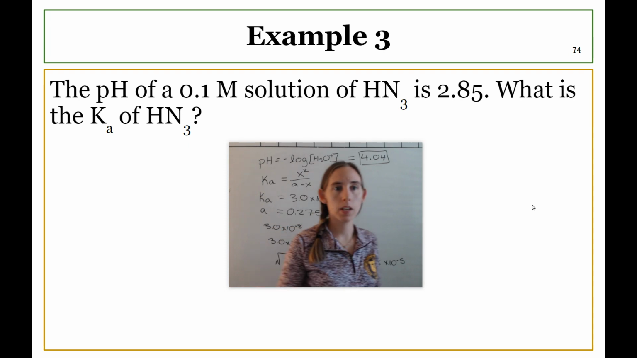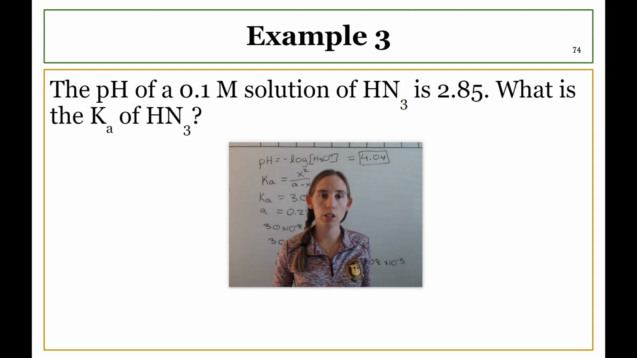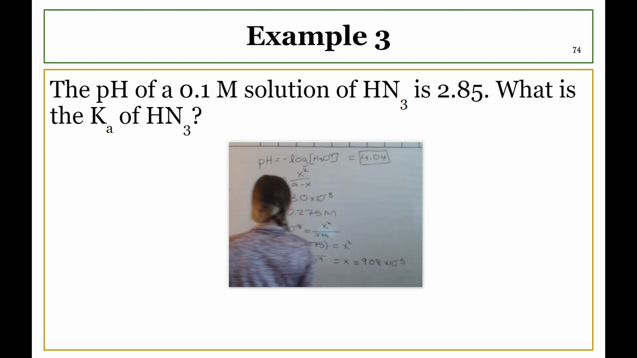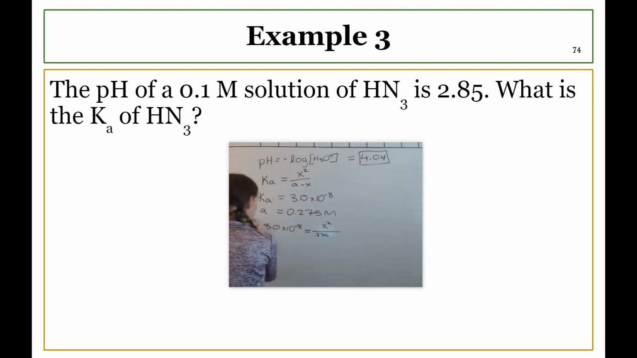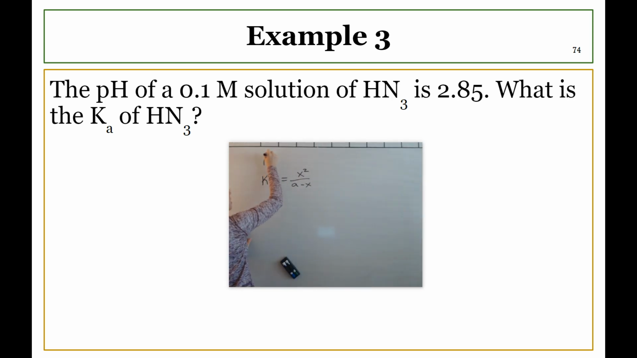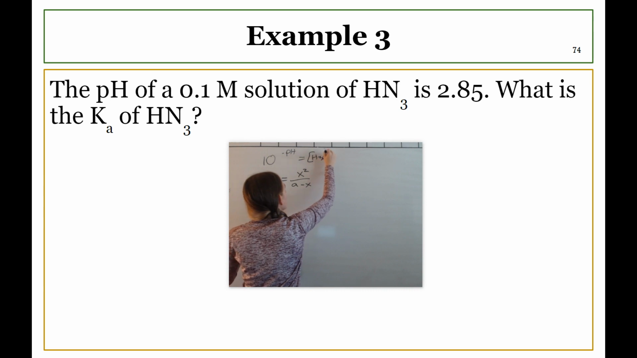Next example. The pH of a 0.1 molarity solution of HN3 is 2.85. What is the Ka of HN3? All right, let's go ahead and back up a little bit here. It's telling us the pH, so we don't want this equation because we have pH, but we're probably going to need to find H3O. So we say 10 to the negative pH, I don't need the little caret, is equal to H3O.